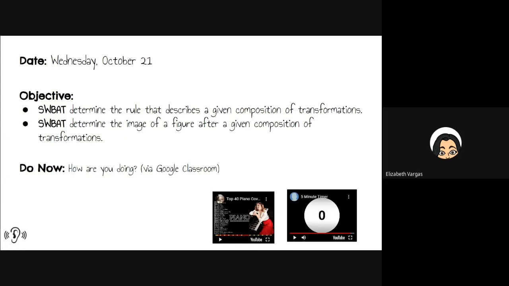Okay, wonderful. Now that we've done that, we can jump into today's lesson. Today's lesson will be pretty brief, but our objectives are: students will be able to determine the rules that describe a given function of transformations, and students will be able to determine the image of a figure after a given composition of transformations. A lot of today is actually going to be a review of what we've already done, and then we're just going to be combining that together to understand what compositions of transformations are.